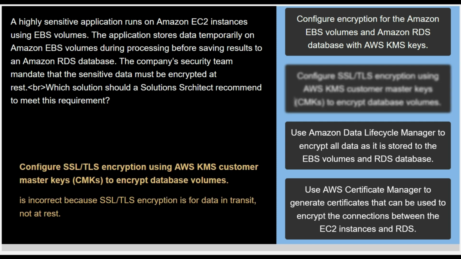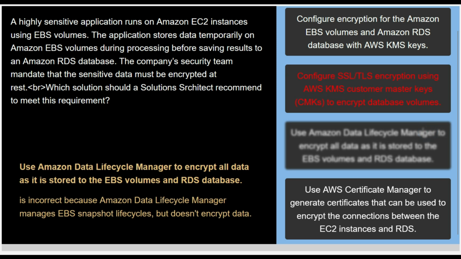Option 2, configure SSL or TLS encryption using AWS KMS customer master keys to encrypt database volumes, is incorrect because SSL or TLS encryption is for data in transit, not at rest. Okay, so this is your wrong answer. Option 3, use Amazon Data Lifecycle Manager to encrypt all data as it is stored to the EBS volumes and RDS database. This option number 3 is incorrect. Why? Because Amazon Data Lifecycle Manager manages EBS snapshot life cycles, but it doesn't encrypt data. Okay, this is why this option is also incorrect.